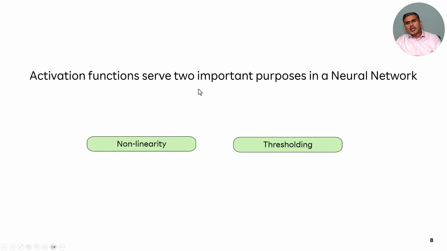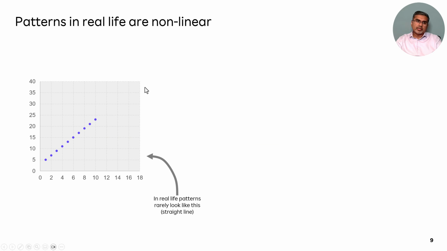Now, at a very high level, an activation function serves 2 important purposes in a neural network. One is that it introduces nonlinearity, and the second is that it serves the purpose of what is called thresholding. So, what are these 2 things? Okay, so let's start with nonlinearity.